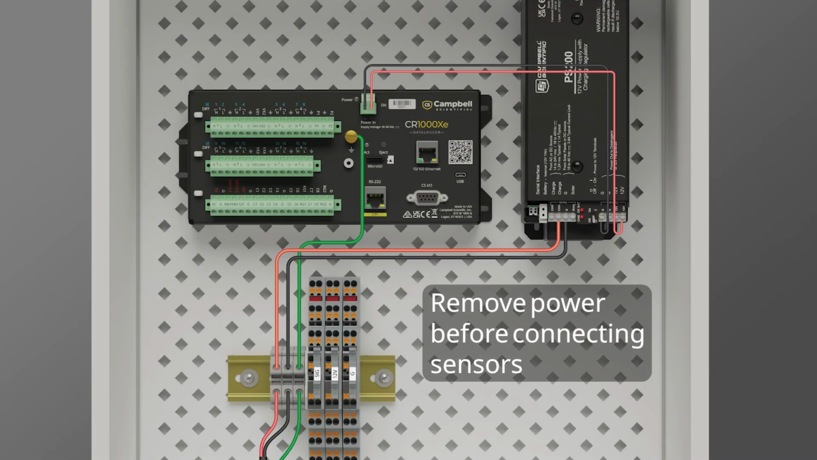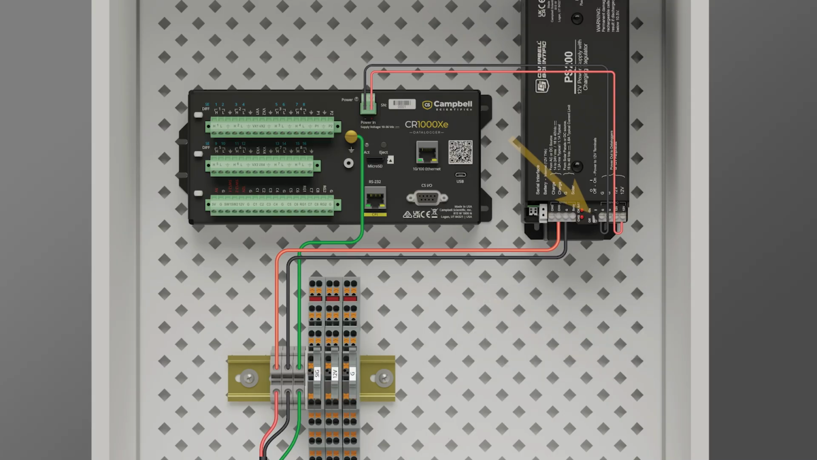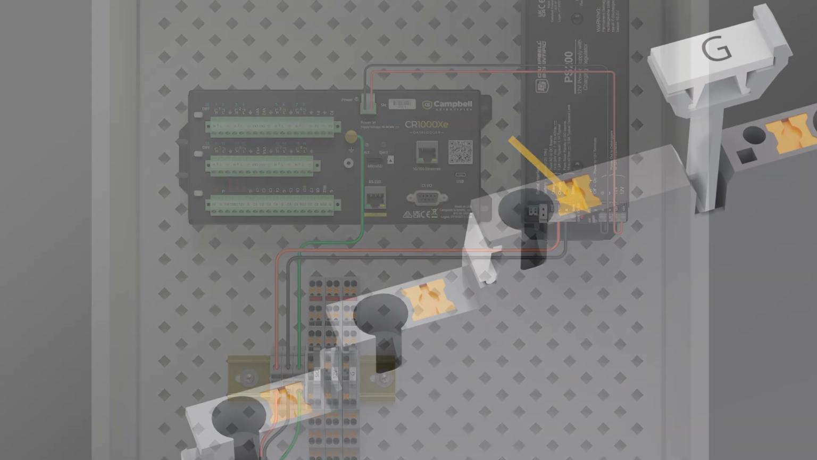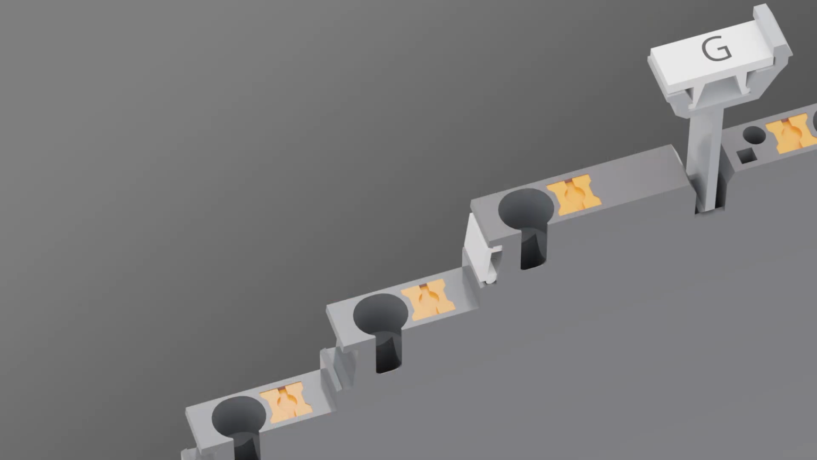It is best practice to ensure the data logger is powered off before connecting sensors. This avoids voltage spikes that could damage the sensor. I will move the switch on the PS200 to the off position. The terminal bus kit uses spring terminals that firmly grasp wires.